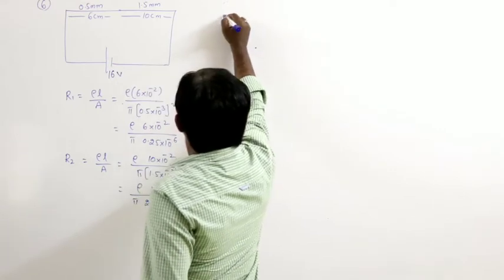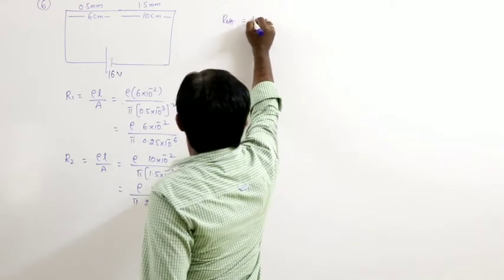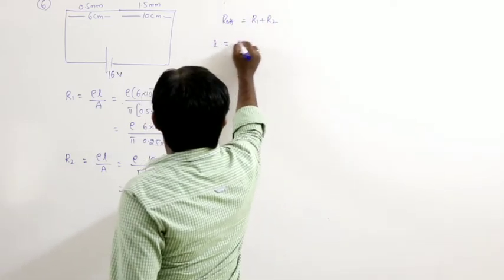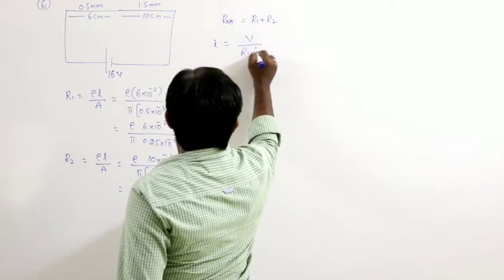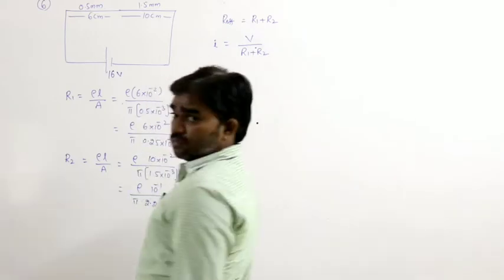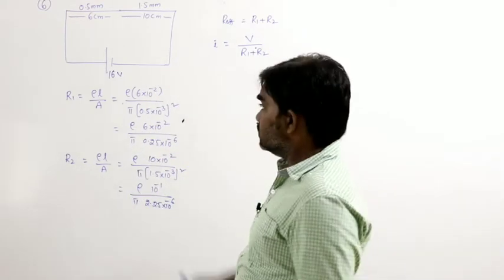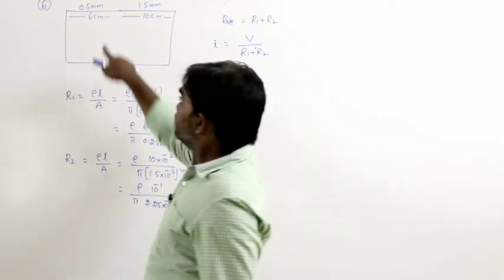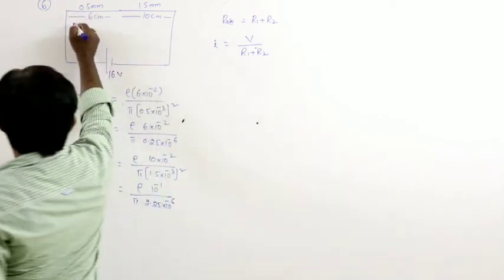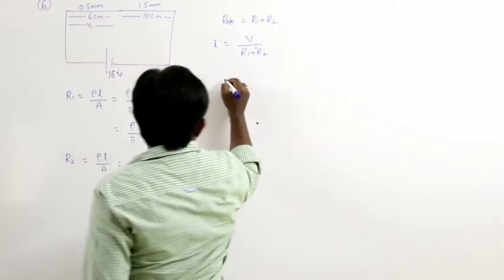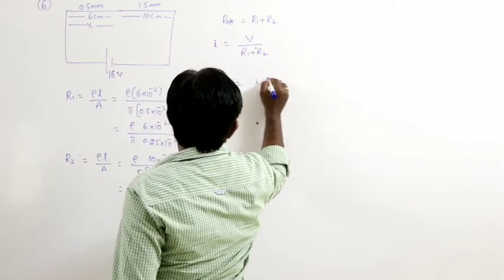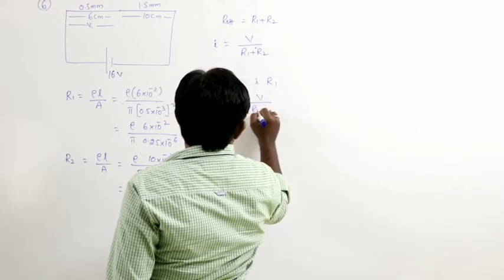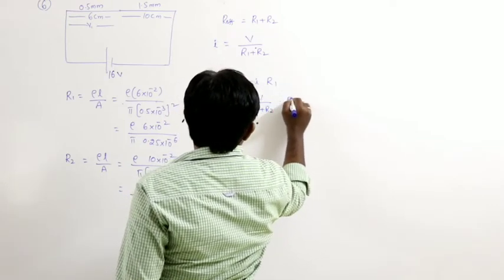Now the effective resistance in series combination is equal to R1 plus R2. So total current passing through the system is V by R1 plus R2, total potential by total resistance. These two are in series. Then what is the potential difference across this one? Let us say it is V1. So V1 can be written as IR1. What is I here? V by R1 plus R2, into R1.